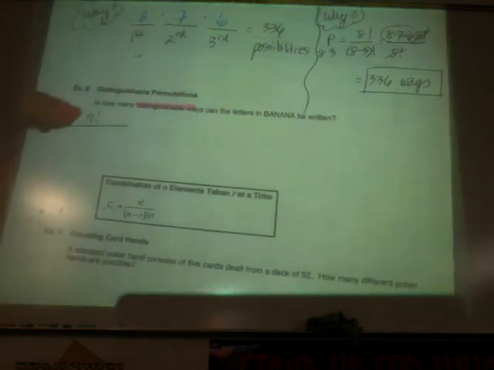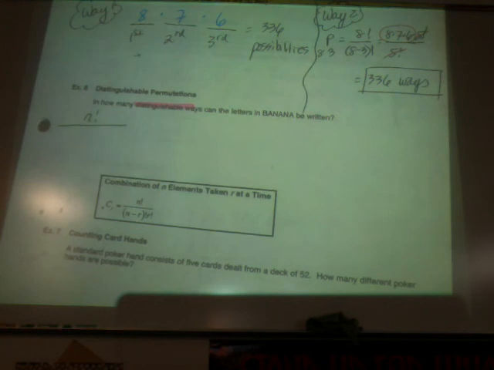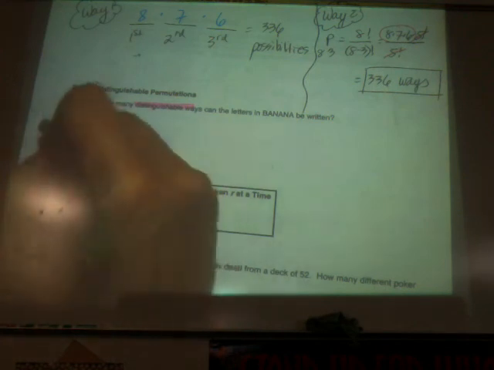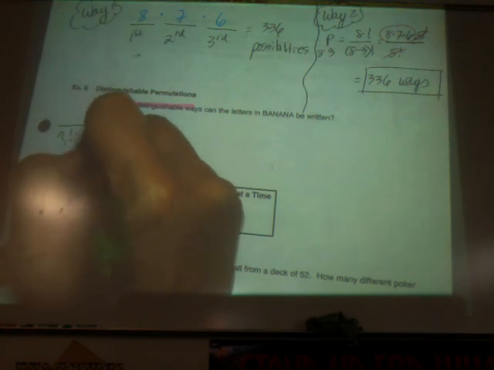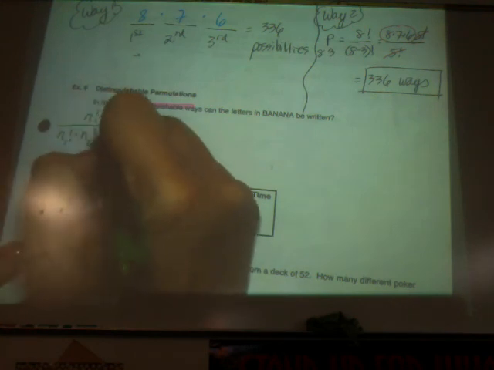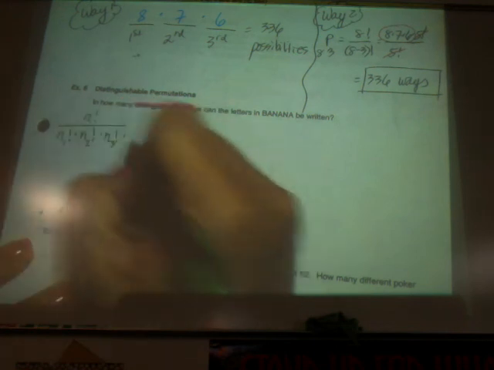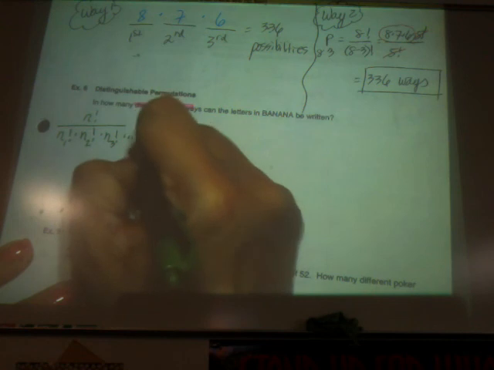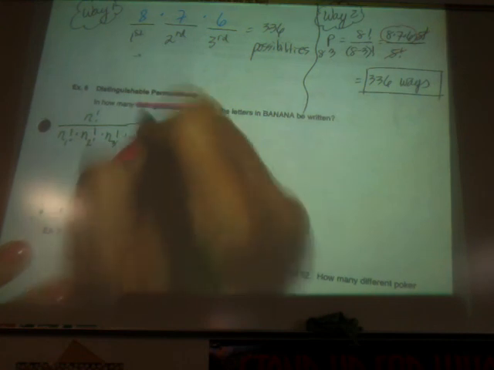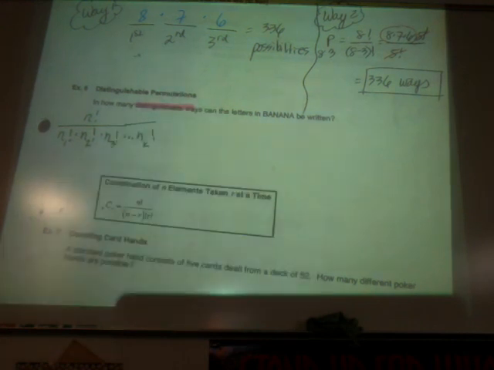And n factorial is going to represent all the possible letters in banana. If I had Mississippi, we'd count up all the letters in Mississippi. That would go in the top. Then in the bottom, you're going to have n sub 1 factorial times n sub 2 factorial times n sub 3 factorial times dot dot dot n sub k factorial. It could go on infinitely, and I'll tell you how we figure out what that is.